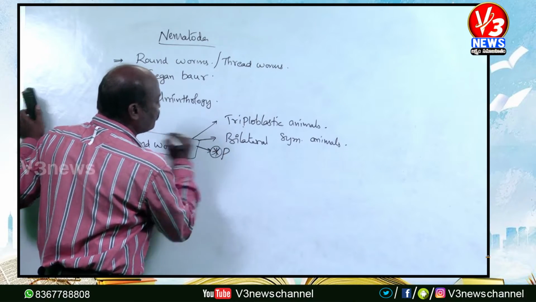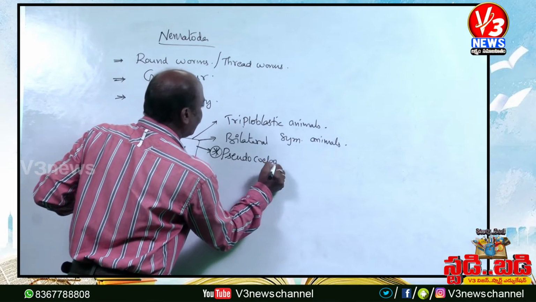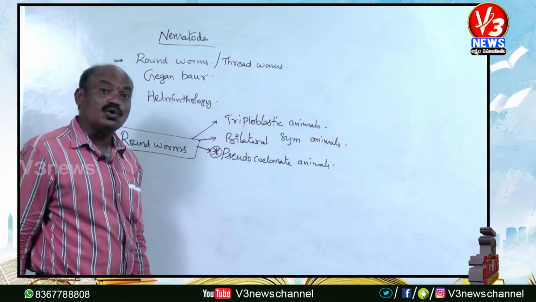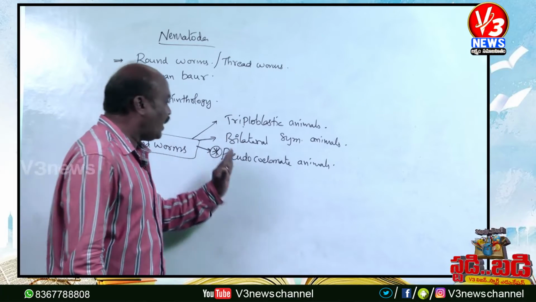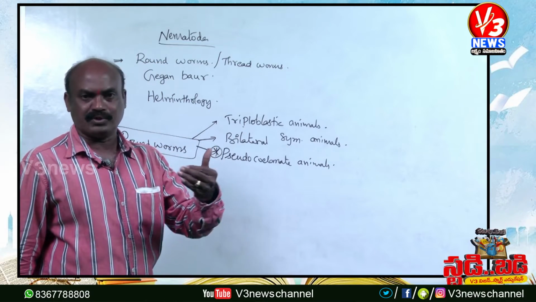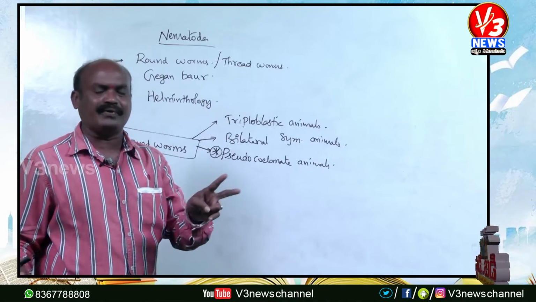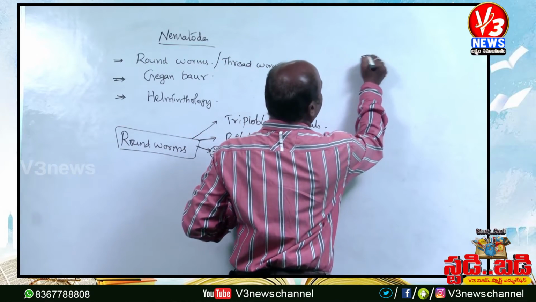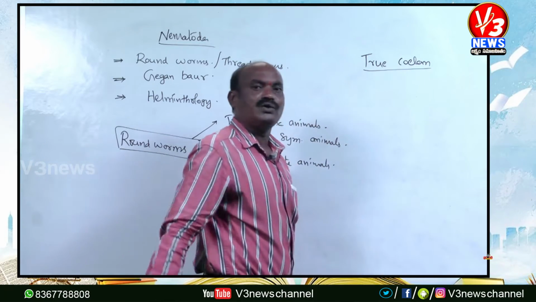This is a very important point. These are pseudocoelomate animals. Pseudo means false. So why are these roundworms called pseudocoelomate animals? Why is it not a true coelom? I will clarify the difference between pseudocoelom and true coelom.